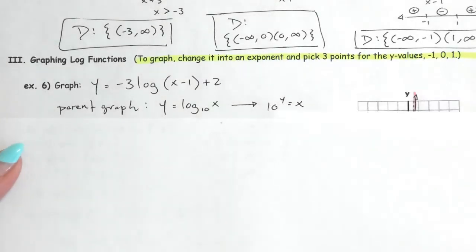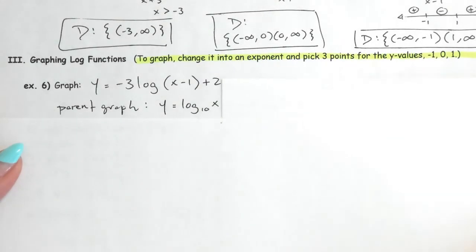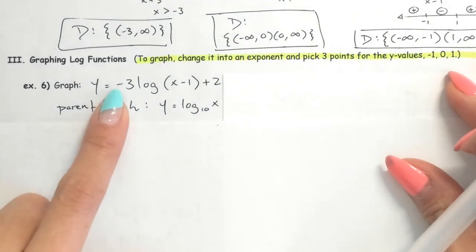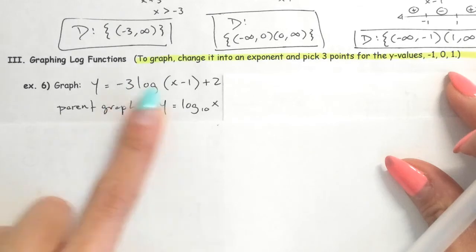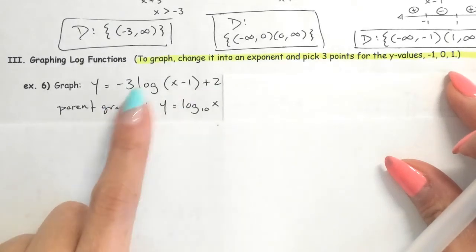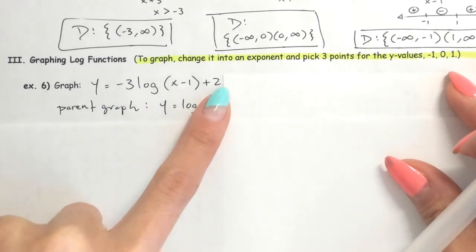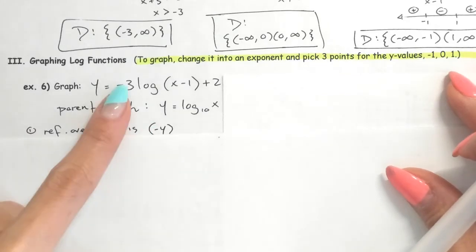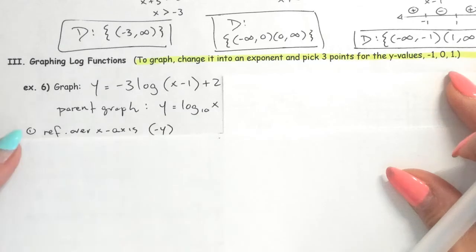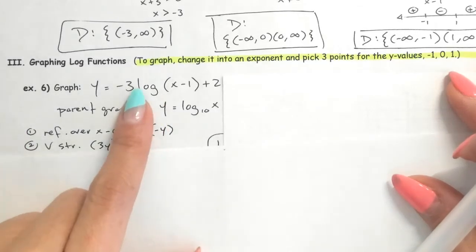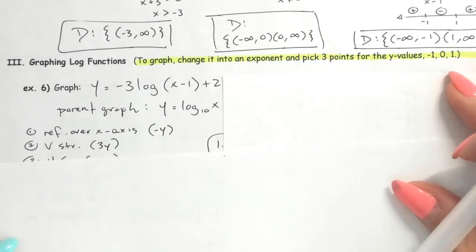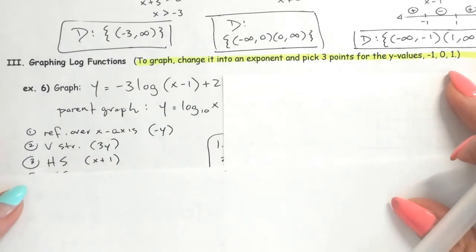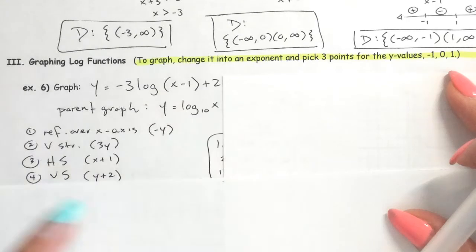Okay, so I'm going to leave it alone on the right side. I'm just going to cover this up. And then I start with my negative, and then my 3, and then my -1, and then my 2. So 1, 2, 3, 4 transformations. Number 1, this is a reflection over the x-axis. It changes my y. Number 2, that's a vertical stretch, 3y. Number 3, horizontal shift, x is y. And number 4, vertical shift, y plus 2.